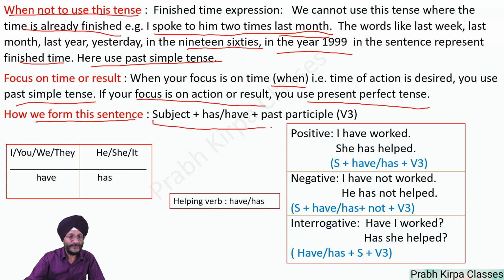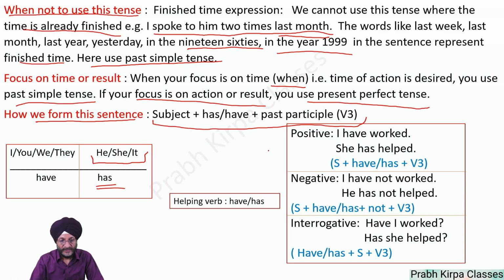This is the formation of the sentence. First comes the subject, then we have to add has or have, which are the helping verbs, and then comes the third form of the verb, that is the past participle. In the case of the subject being I, you, we or they, we use have, and in the case of third person singular, we use the helping verb has.